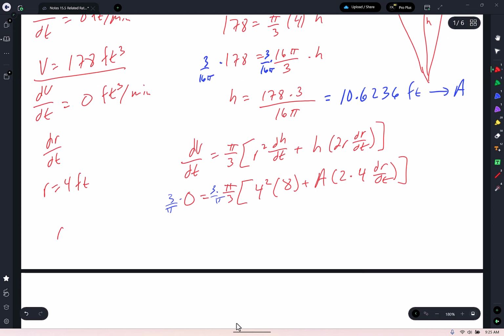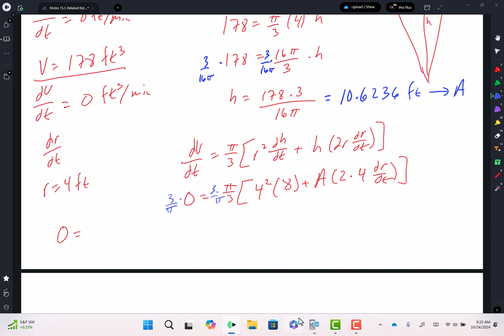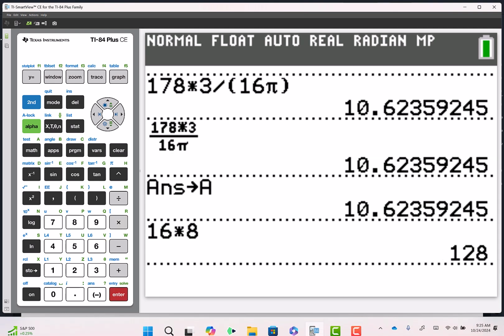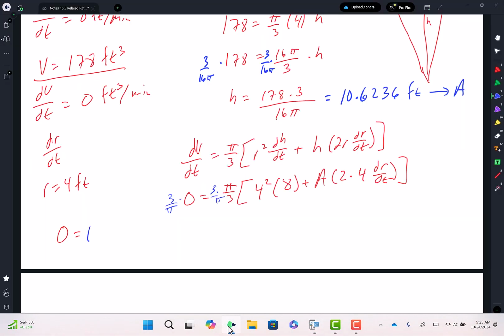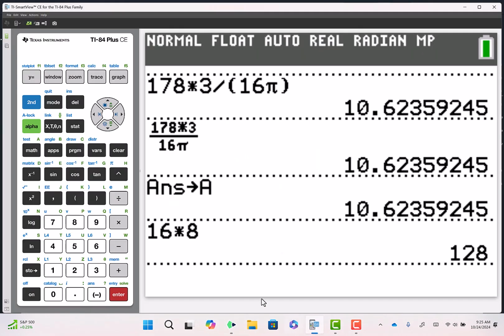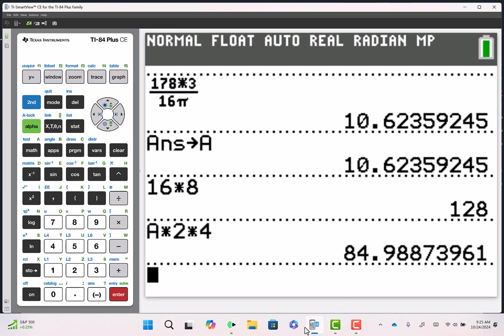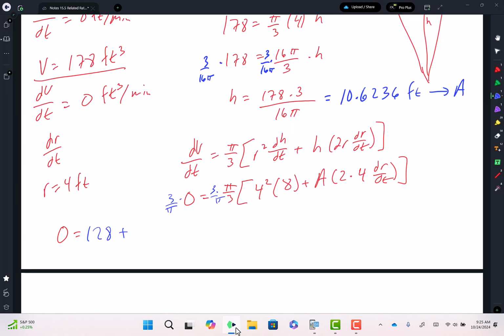So now I have 0 equals, let's see, 16 times 8. 128. I should have been able to answer that really quick. 128. Plus, now here we go. This is my decimal. So I'm going to go A times 2 times 4. 84.988. But it goes on forever, right? 84.988 dr/dt.